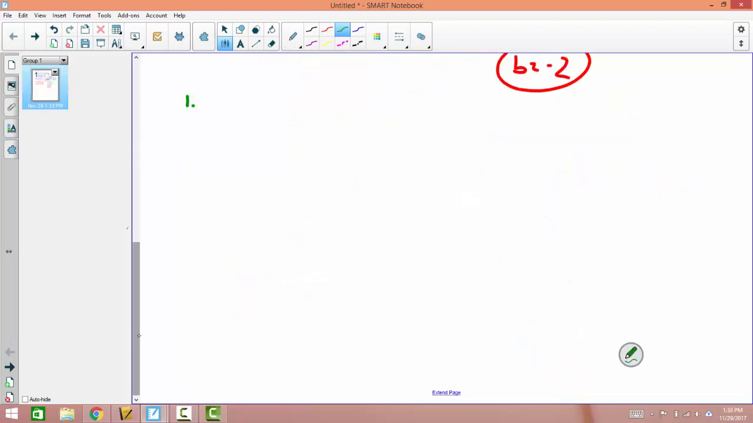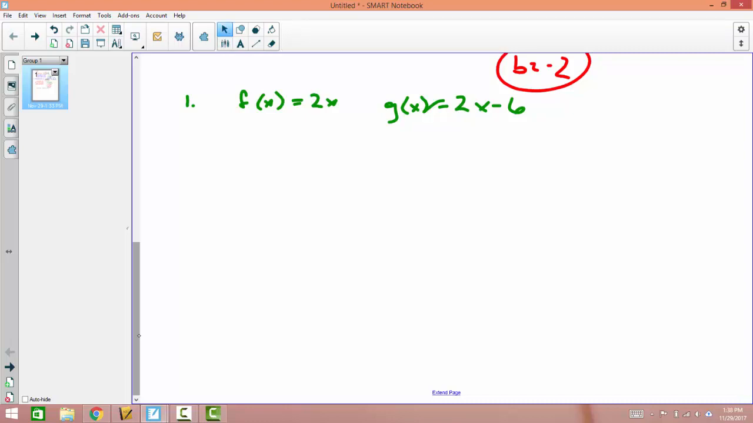Let's talk about transformations in this section. I'm going to give you the first function, f of x equals 2x, and the second function we'll write as g of x equals 2x minus 6. Now both of these have the same slope, but one of them starts at 0 and one of them starts at negative 6. So if you put this in a graphing calculator, that might be the best way to see it.